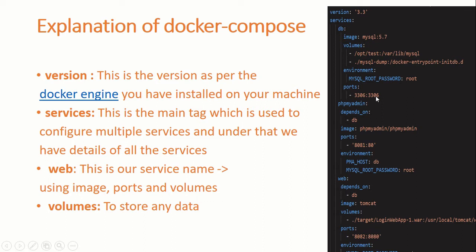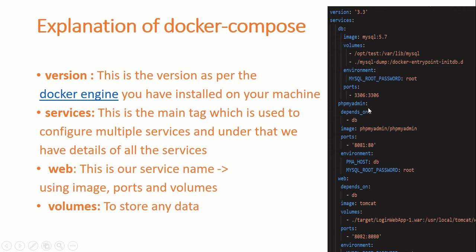MySQL runs on 3306. So here you can provide the port mapping 3306. It means it is taking the Docker host port, and the other 3306 is where it is running inside the container. So this is one service that is called DB.